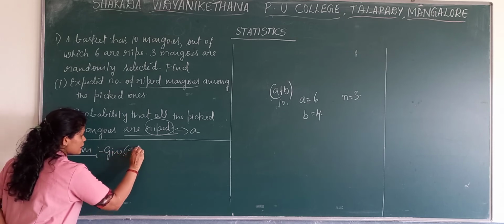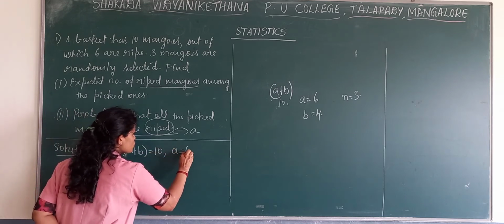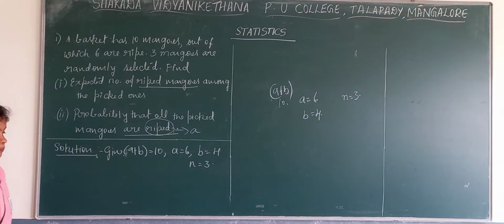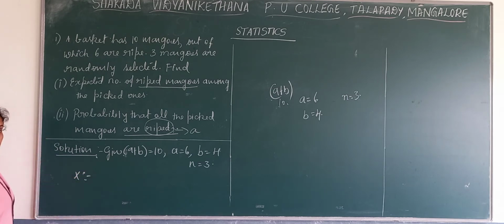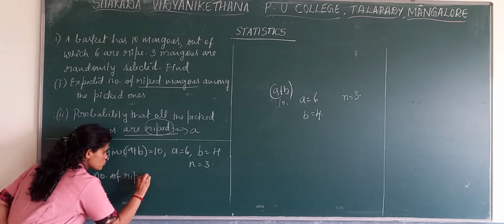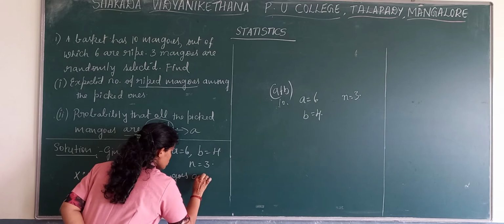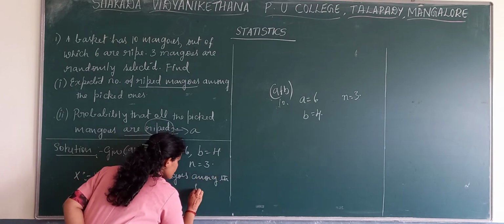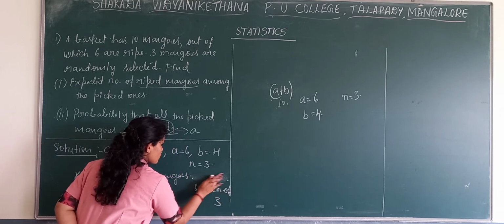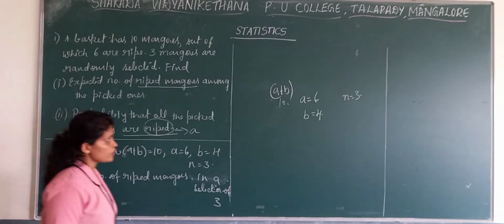Given A plus B is 10, A is equal to 6, B is equal to 4 and N is equal to 3. And what they have asked is the number of ripe mangoes among the selection of 3 mangoes, the number of ripe mangoes in the selection of 3.